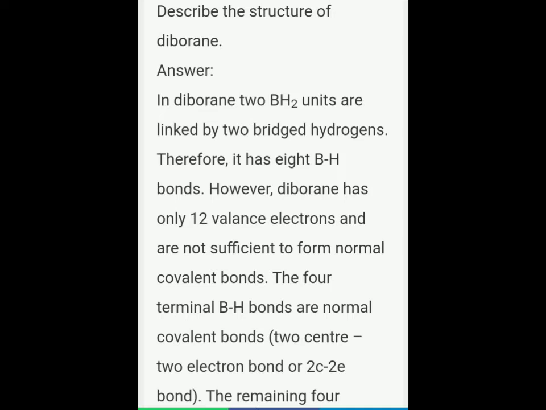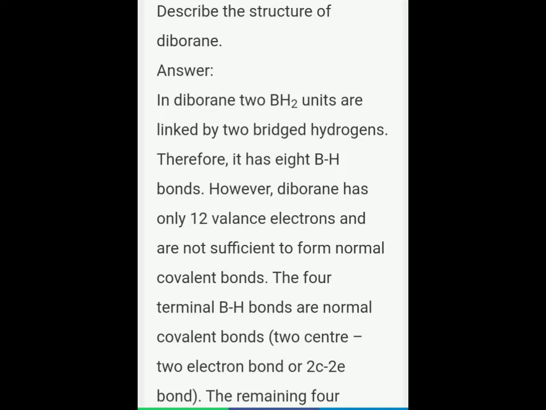Once again I explain how these 12 valence electrons arise. For one boron, the outermost shell has 3 valence electrons, because the atomic number is 5: 1s2, 2s2, 2p1. The other boron also has 3 electrons. So 3 plus 3, 6 electrons for the 2 boron atoms, and 6 electrons from the hydrogens. So 6 plus 6, a total of 12 valence electrons.